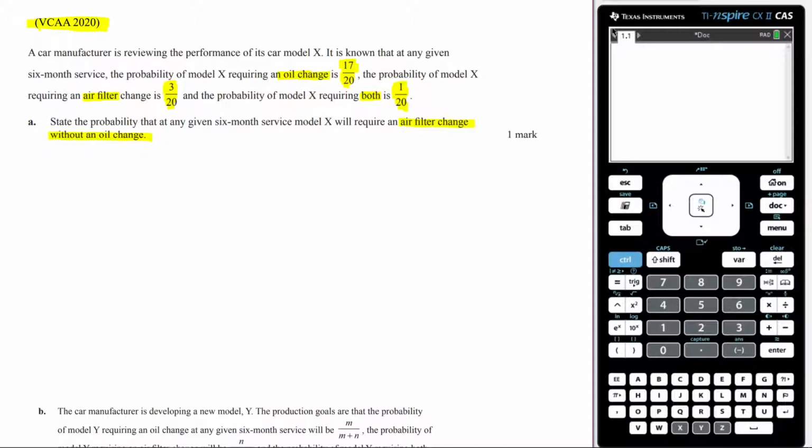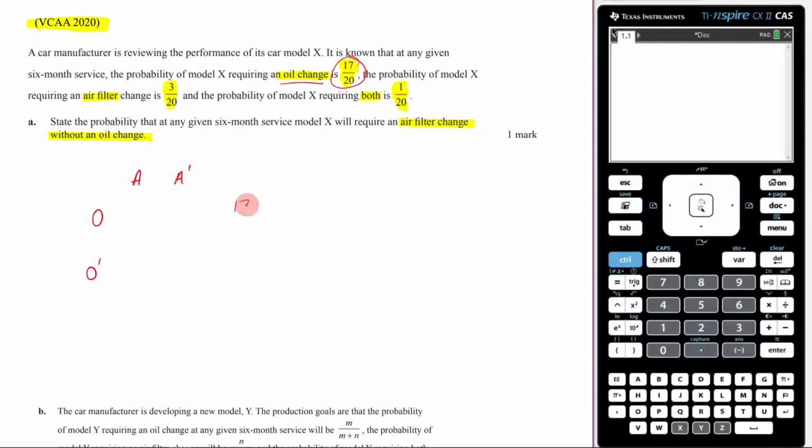Now, as I always say, the trickiest part of these questions is figuring out how to represent your data. And with enough practice, hopefully you're able to identify the best way to represent it. So for this one, it's going to be a Karnaugh map. So you can either have an air filter change or no air filter change, or an oil change or no oil change. Now, you're told that the probability of requiring an oil change is 17 on 20.